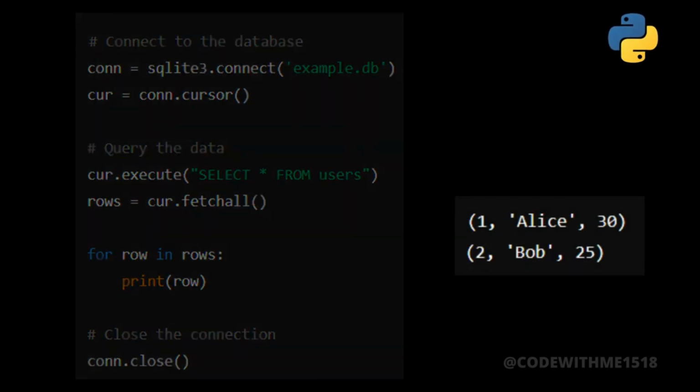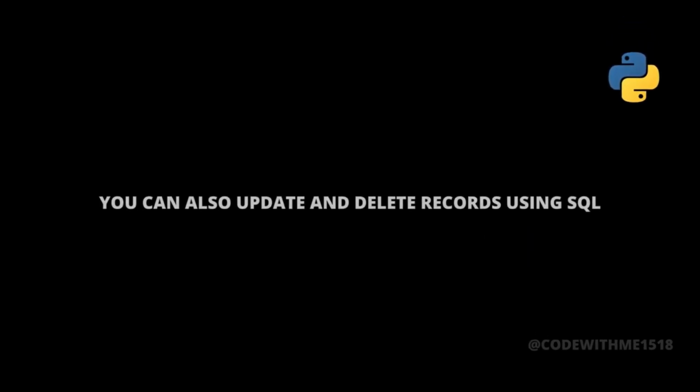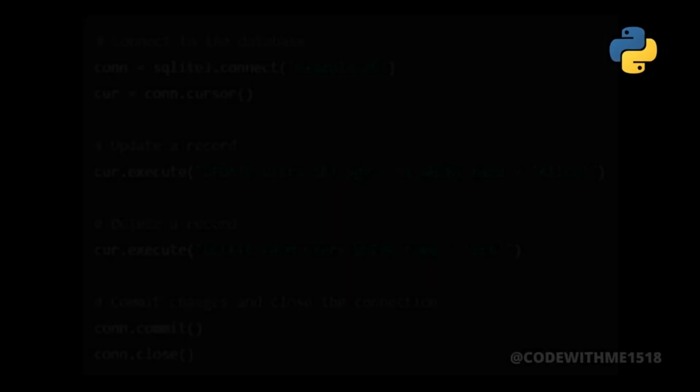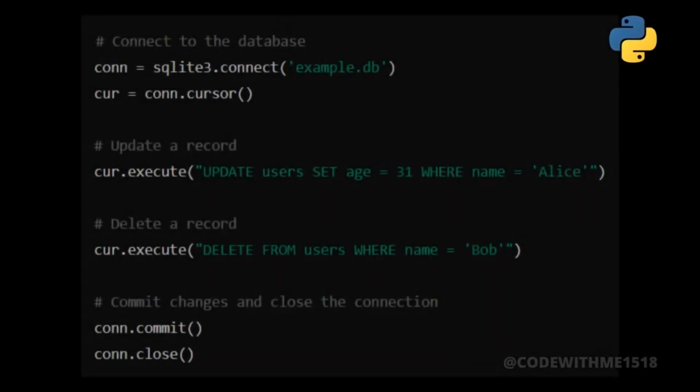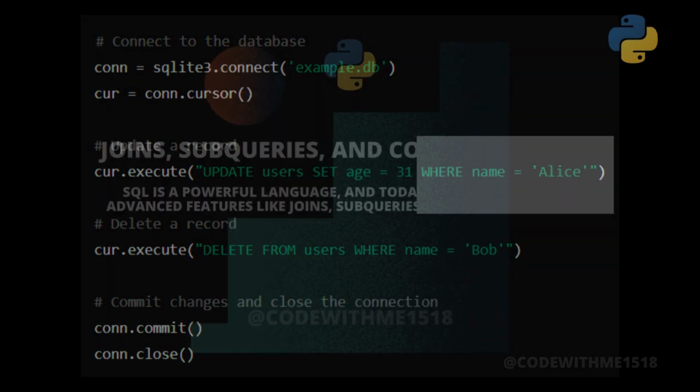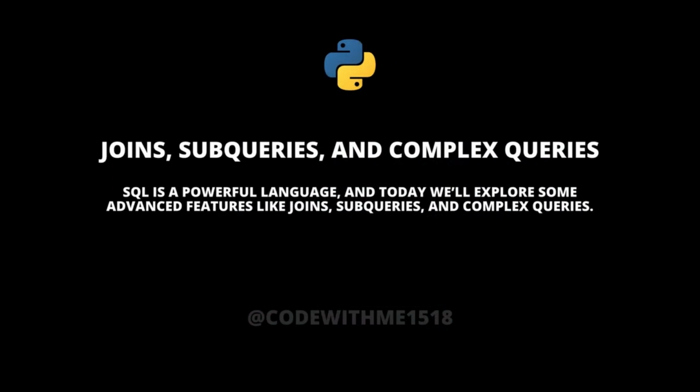You can also update and delete records using SQL. And that's how you can manage and manipulate data using SQL and SQLite in Python. SQL is a powerful language, and today we'll explore some advanced features like joins, subqueries, and complex queries. Let's start with joins.